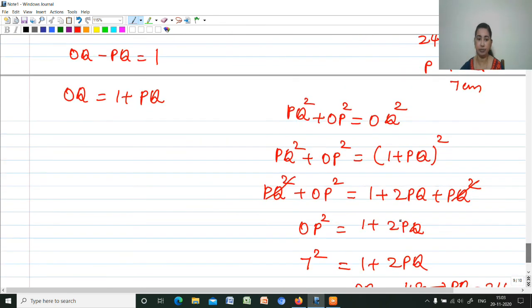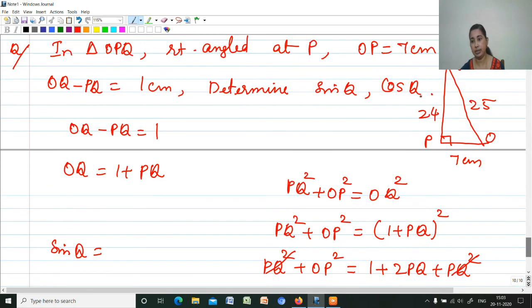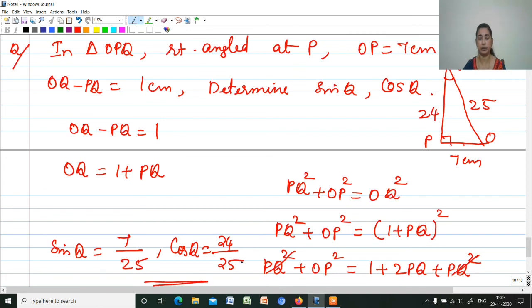Now we can find what is sin Q. Sin Q is, opposite side is 7, hypotenuse is 25. So 7 by 25. And cos Q means adjacent side is 24 and hypotenuse is 25. So that's what you have to find out in that.